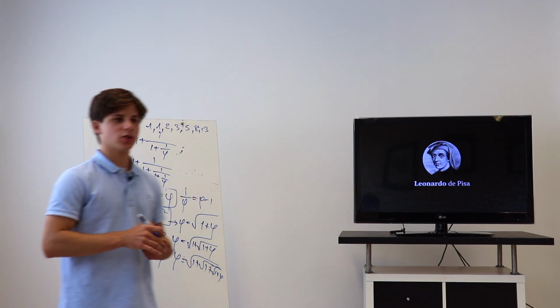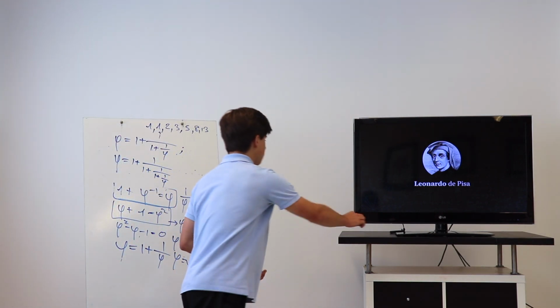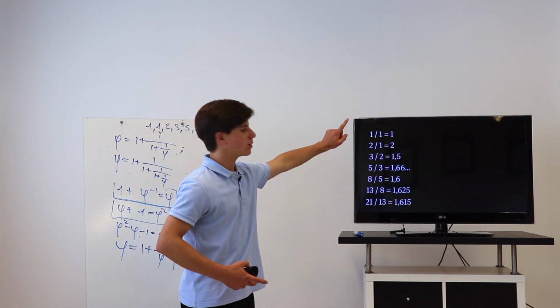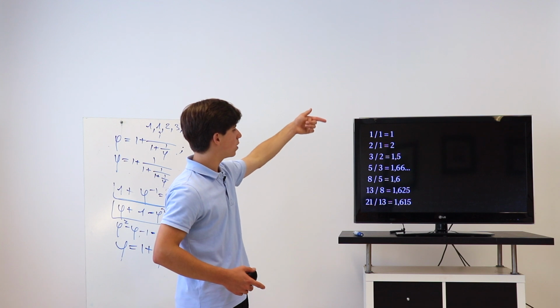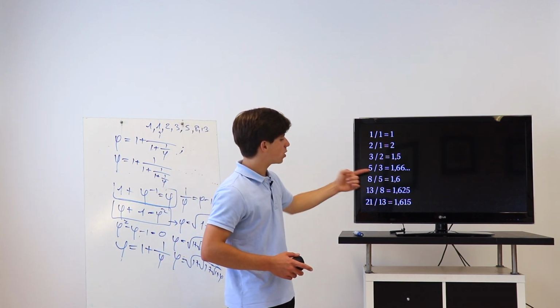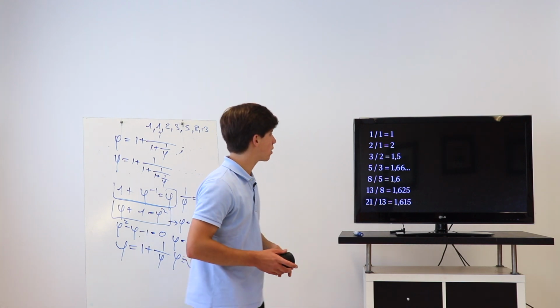And how is this related to the golden number? Well, it is very interesting. If we divide each number of the Fibonacci sequence by the previous one, we would get a number each time closer to the golden number, to the golden ratio.